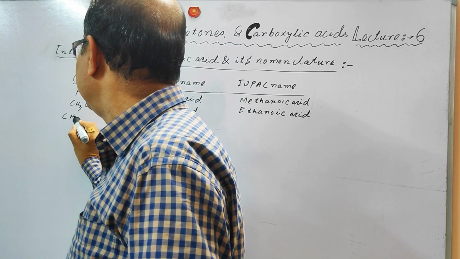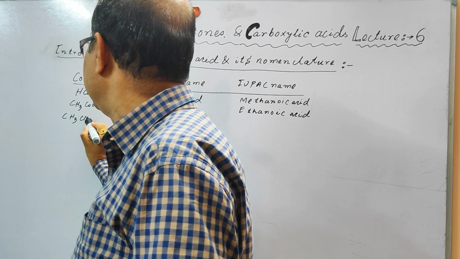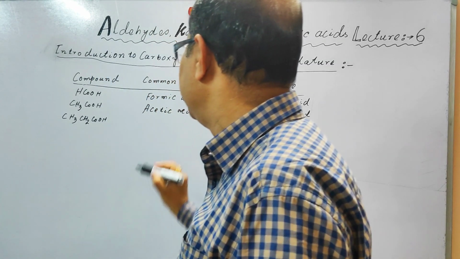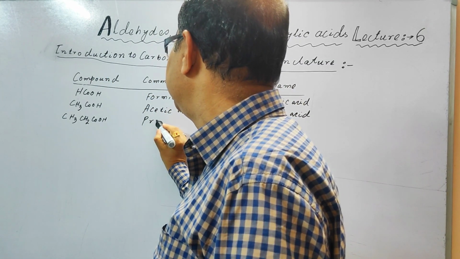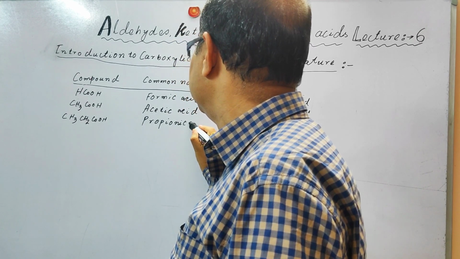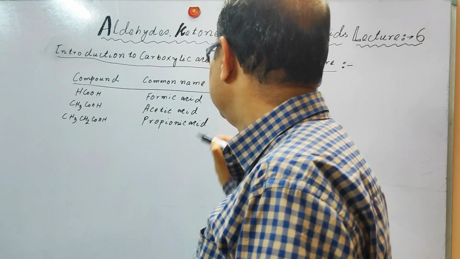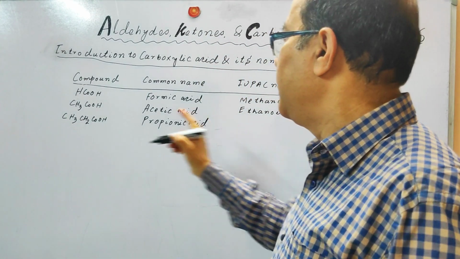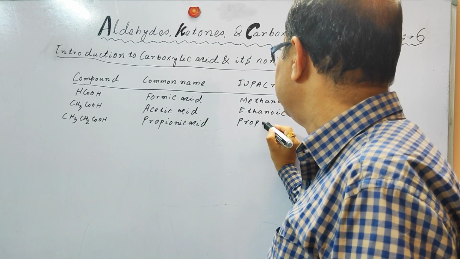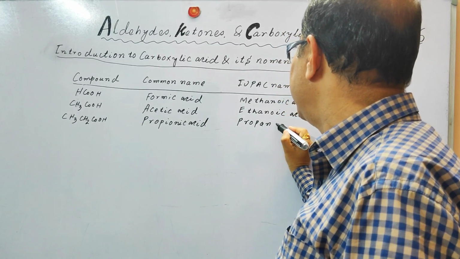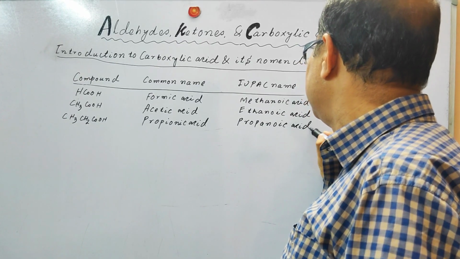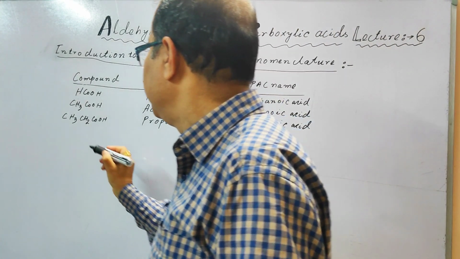In another carboxylic compound, the common name of this acid is propionic acid. As there are 3 carbon atoms, this is propane, and we omit the E. Propionic acid.